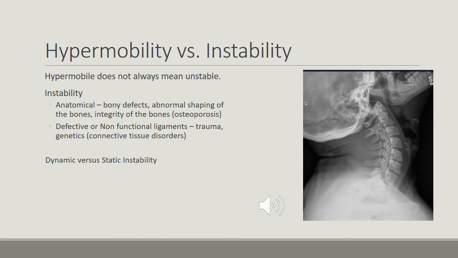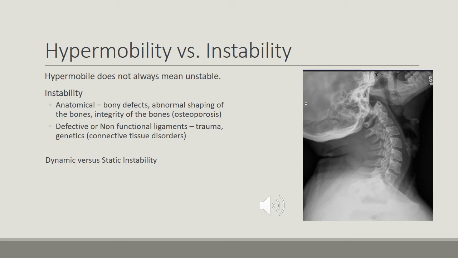Instability can happen for a number of different reasons in this area, the same as others we've talked about. It can be anatomical, so you can have a change in your anatomy compared to the typical structure that offers more support. If you have bony defects, abnormal shaping of the bones, or some potential loss of bone integrity like osteoporosis, that can change the stability of any joint really, but even of this area up here by the head and neck. You can have defective or non-functional ligaments, and this can happen through trauma, genetics like a connective tissue disorder, but can also happen over time from multiple microtraumas.